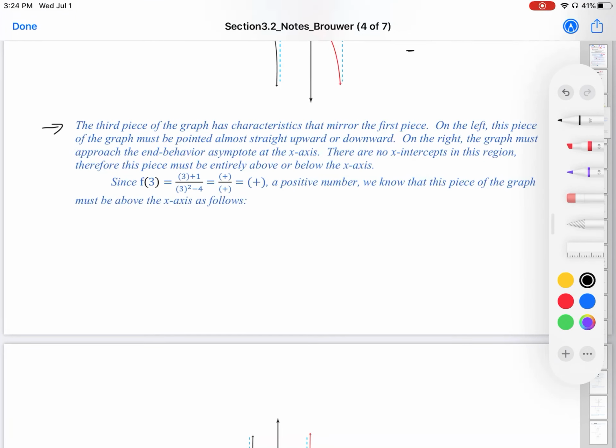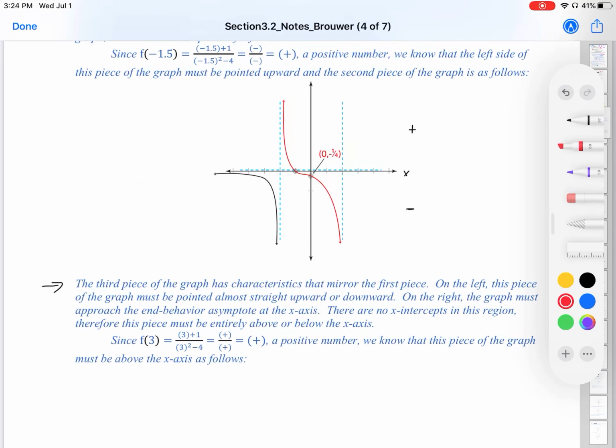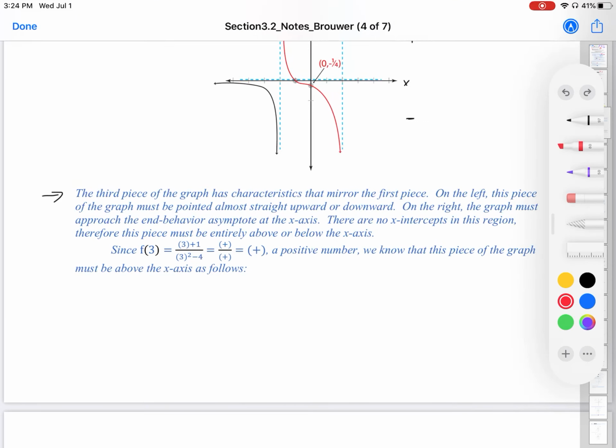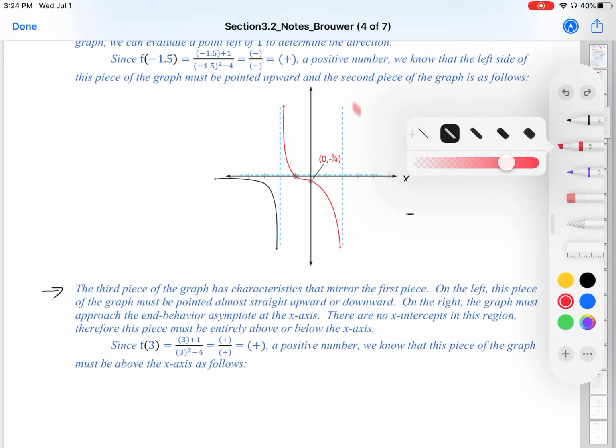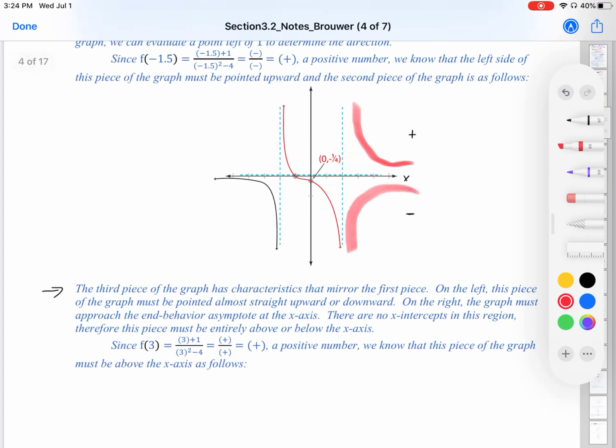The third piece. When we're talking about the third piece, we're talking about this piece right here. The third piece of the graph has characteristics that mirror the first piece. On the left of this piece, the graph must be pointed almost straight upward or downward. On the right of the graph, it must approach the end behavior asymptote at the x-axis. There are no x-intercepts in this region, therefore our piece must be entirely above or below the x-axis, meaning it can either be something like this or something like this, getting close to our asymptotes but never crossing.